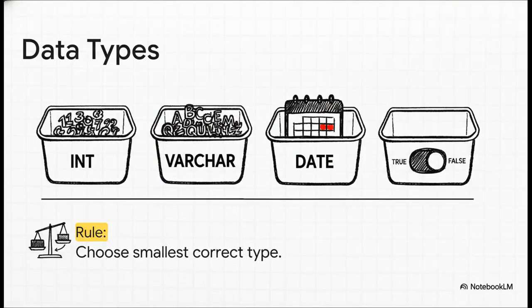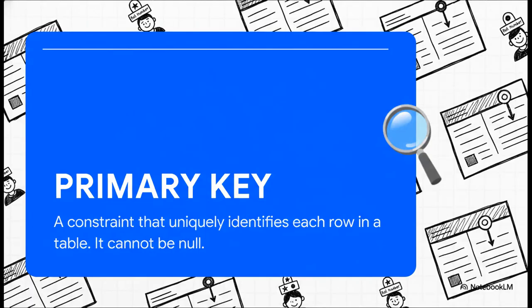The very first rule is about choosing the right building materials. For us, that means picking the right data type for every single column. You use int for whole numbers, varchar for text, date for, well, you get the idea. And here's a pro tip. Always choose the smallest data type that can correctly hold your data. It makes a huge difference for performance down the road. Now, if there's one rule you absolutely cannot forget, it's the primary key. Every table needs one, period.